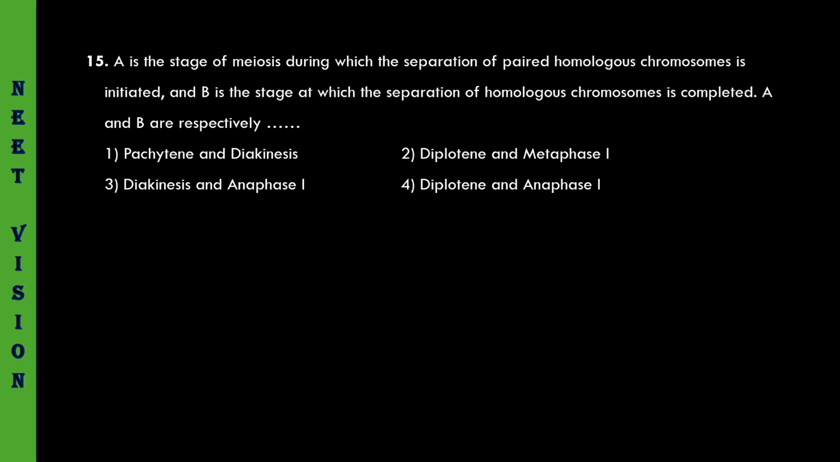A is the stage of meiosis during which the separation of paired homologous chromosomes is initiated. Separation of homologous chromosomes, or bivalents, is initiated in diplotene due to degeneration of the synaptonemal complex and establishment of repulsive forces between the two chromosomes of a bivalent. B is the stage at which the separation of homologous chromosomes is completed, which is anaphase 1. So A and B must be diplotene and anaphase 1. The fourth option must be the correct one.